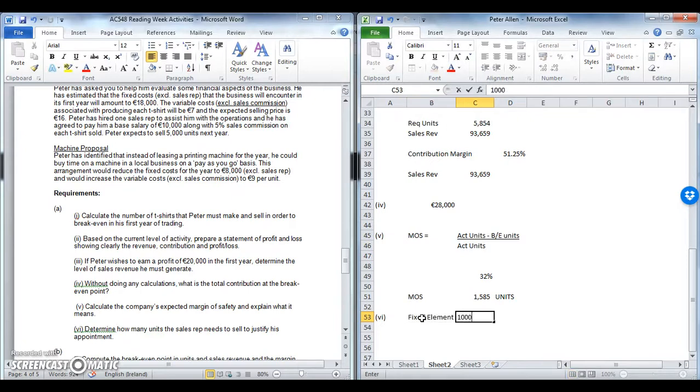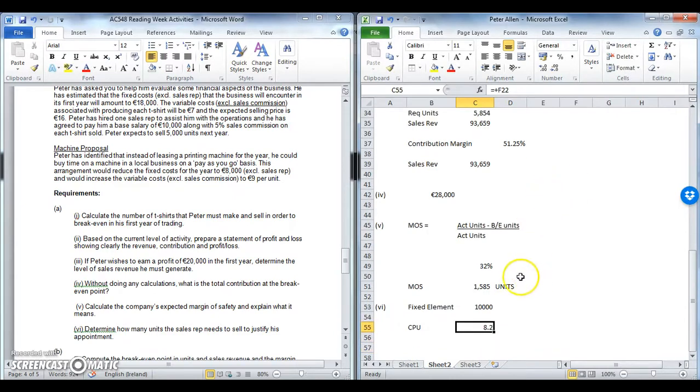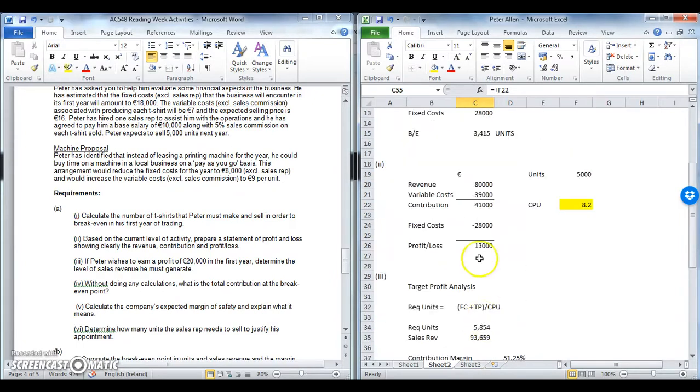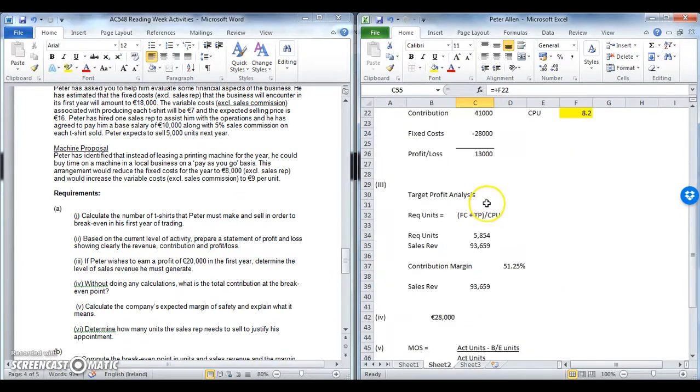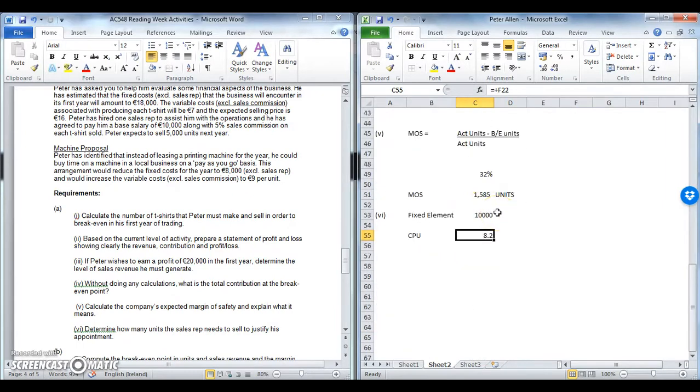So the fixed element is 10,000. And the contribution per unit is, we already know, 8.2. And we're not ignoring the variable cost, that's included in the 8.2. So that 5% that they get is already included there. What we're worried about is, if they don't make any sales, they're going to get paid 10 grand because it's a fixed element. So they need to make sales required of 10,000 over 8.2, which is 1,200 units, ballpark 1,220 units, or t-shirts, before they can justify their appointment. So if they don't sell enough in the 1,220, they don't justify their fixed element of the salary.